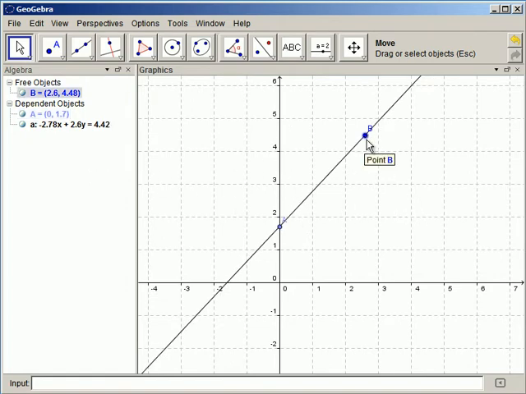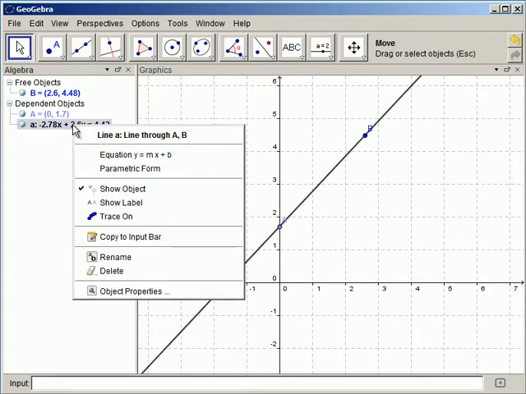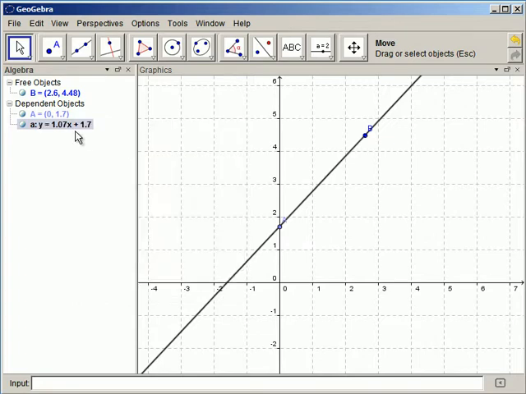Okay. What I'd like you to do for this exploration is to take the equation of the line and put it into a different form. If I right-click on it, I can bring up this menu, and this says equation y equals mx plus b. And that changed it around.